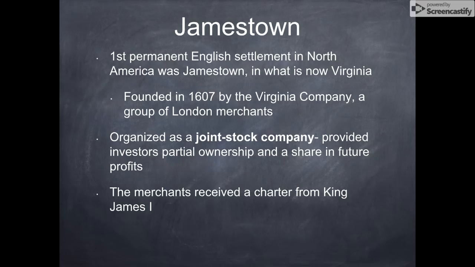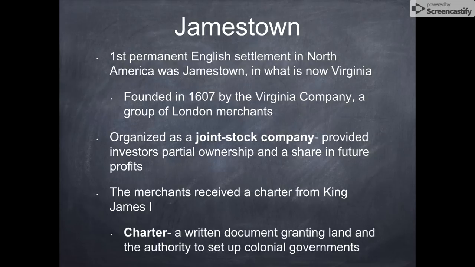Merchants received something called a charter from King James I, and a charter is a written document granting land and the authority to set up colonial governments. So the king was granting land because, when they came over here, they saw this big, huge chunk of land, for what they saw as unused, even though the Native Americans had been living here. But in their mind, it didn't matter. It was kind of free land, free materials. So the kings began to give away charters, for them to come over and create a new colony.